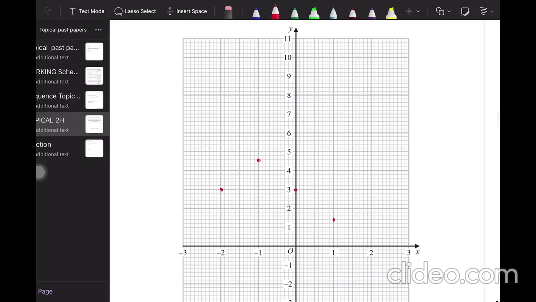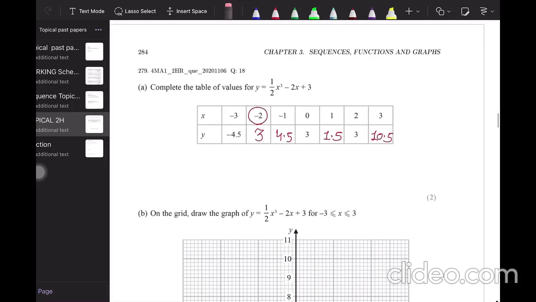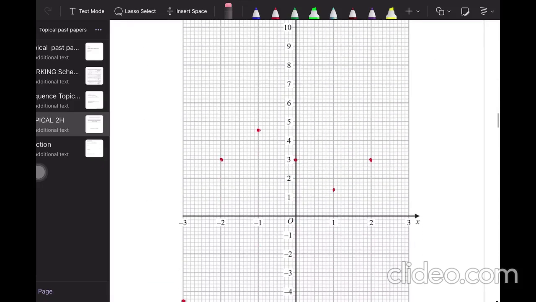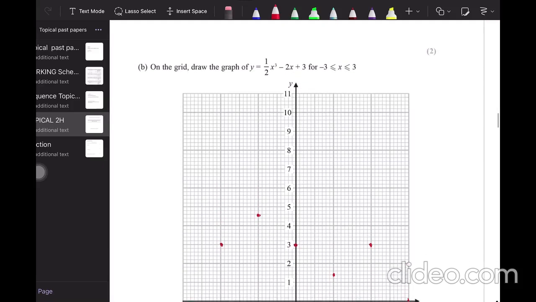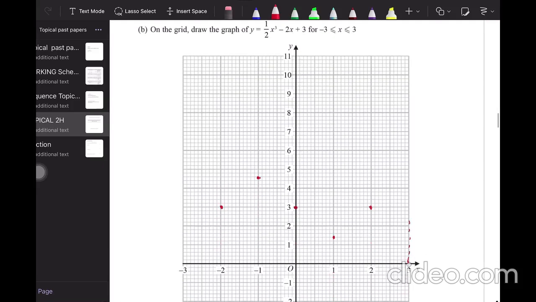2, 3. So 2 is here, and if I move above, it has to be 3 here. So now I can erase it. Last is 3, 10.5. So 3 here, and moving up to 10.5 would be the midpoint here.